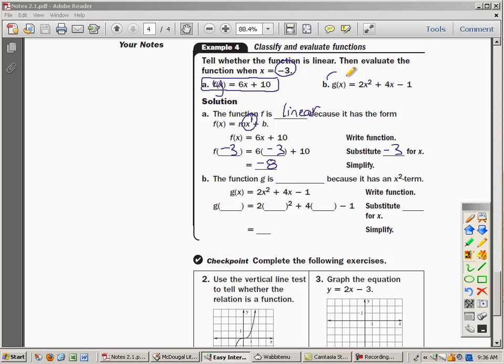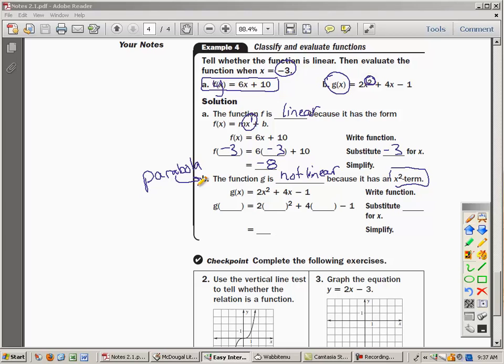The second function, g of x, is not linear because it has an x squared in it. So this is not a linear function. Because there's a second power involved in the problem, this is not a linear function. When we start talking in chapter 4, this is actually going to be something called a parabola.